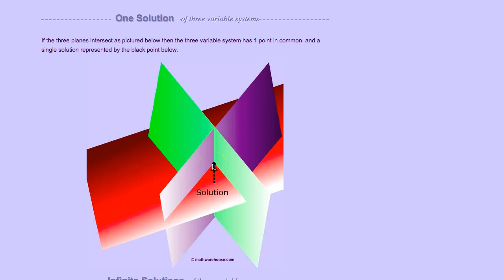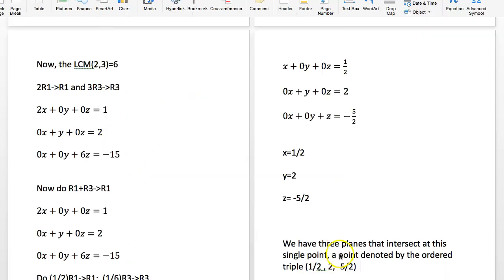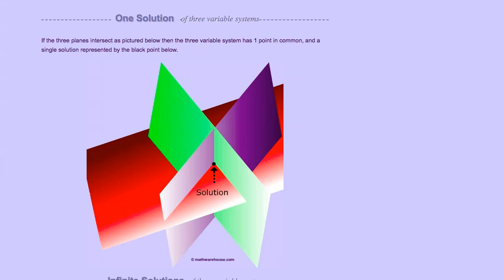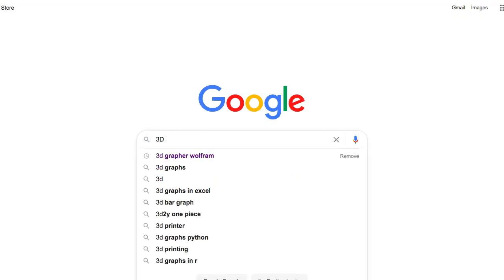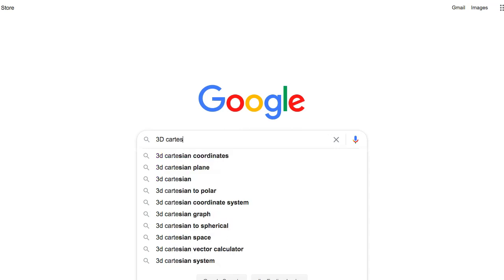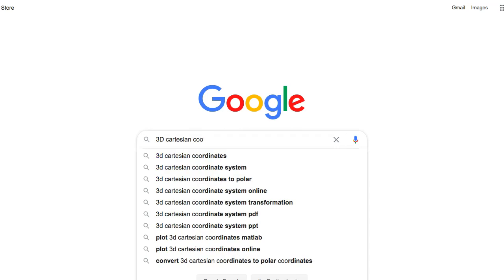That point is located at the ordered triple 1/2, 2, and negative 5 halves, where the 1/2 is the x coordinate, the 2 is the y coordinate, and the negative 5 halves is the z coordinate. Now, what does that mean? The 3D Cartesian coordinates. Let me show you what that means.